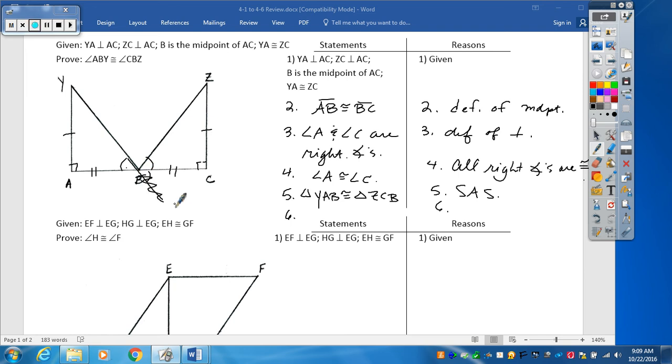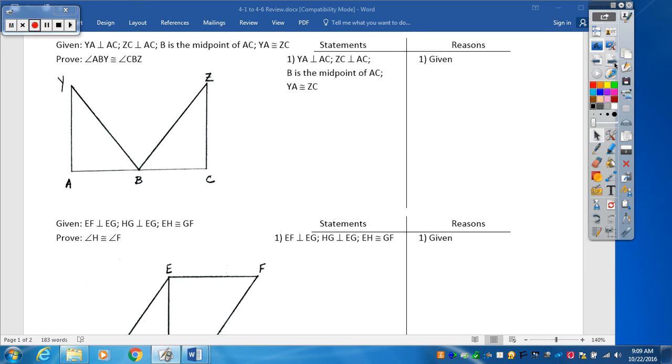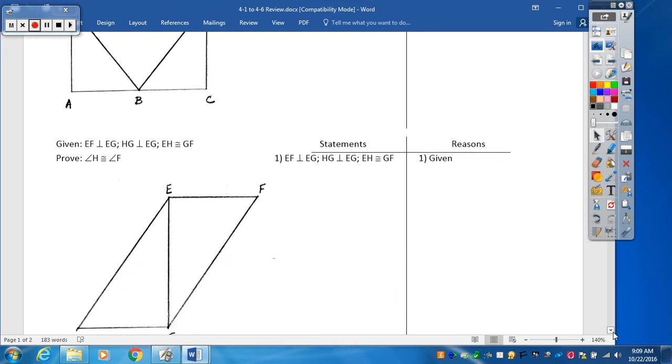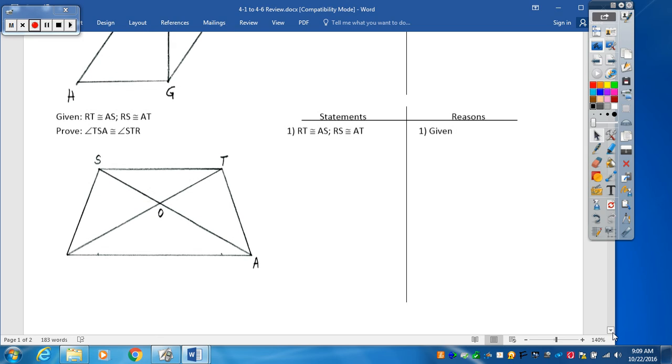So with that being said, I'm going to say angle ABY is congruent to angle CBZ, and the reason is going to be CPCTC. Corresponding parts, which those angles are, of congruent triangles, which we've proven, have to be congruent. So there's the first proof. If you need to pause a little while longer and take a look at it, go ahead and do that. I'm going to move on to the second proof down here.